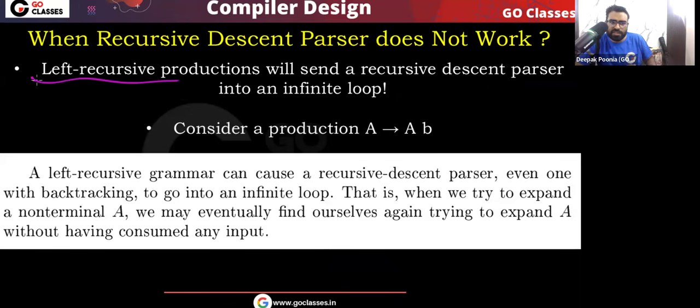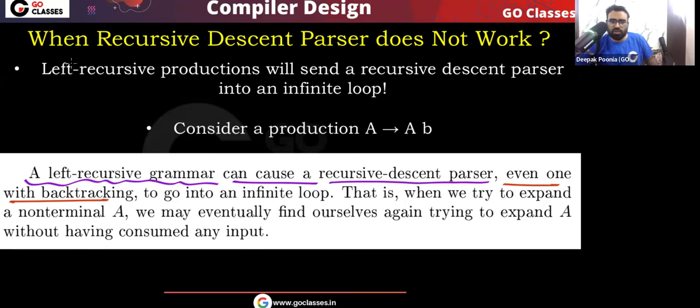So you can see that left recursive productions, or left recursive grammars, will send a recursive descent parser into an infinite loop. You can read this line here: a left recursive grammar can cause a recursive descent parser, even with backtracking, to go into an infinite loop. Even though you already know that the recursive descent parser has the backtracking facility, still the left recursive grammar will cause it to go into an infinite loop. Why? What is the reason?